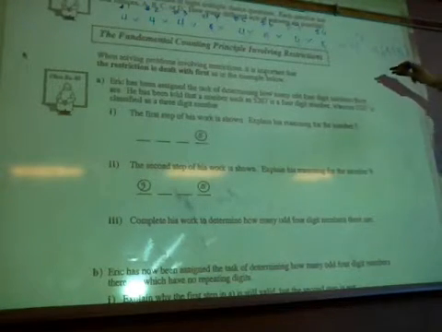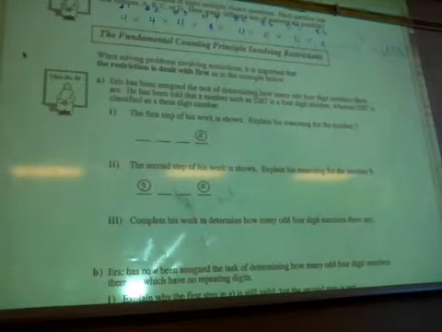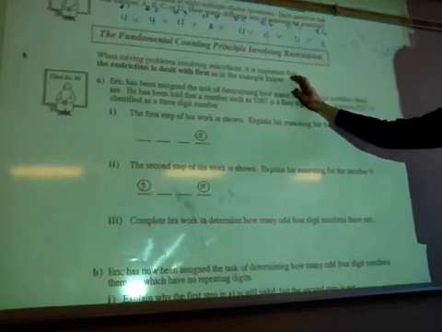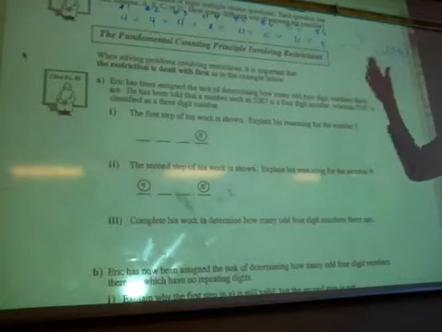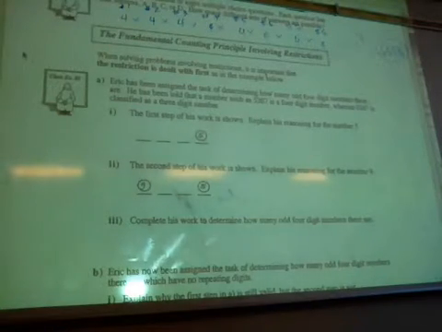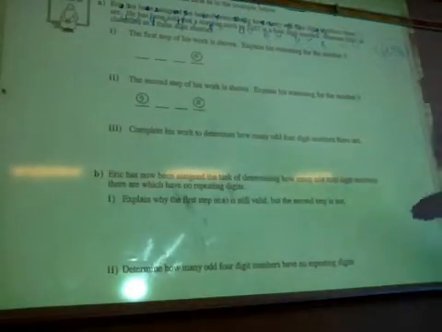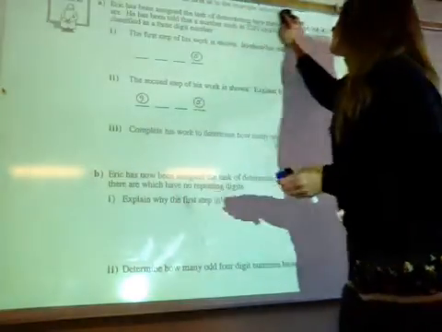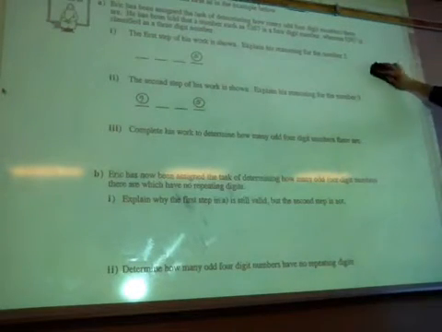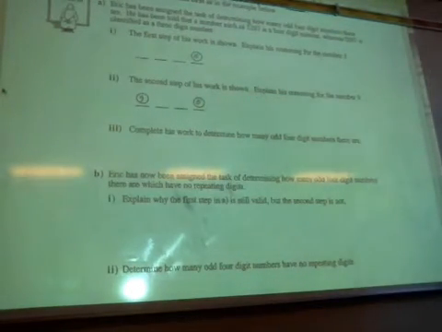Alright, sorry, what I was getting to before. Now we're going to look at the fundamental counting principle where there's some restrictions. It's important to note that when there's restrictions, deal with those first and then apply the other conditions after. So Eric has been assigned a task of determining how many odd 4-digit numbers there are. Okay, he has been told that a number such as 5,267 is 4 digits, but if your first digit is 0, it's only 3 digits.